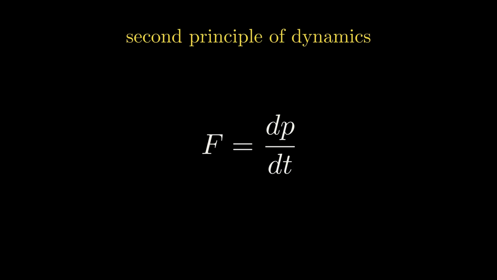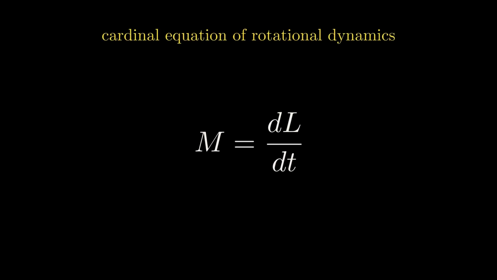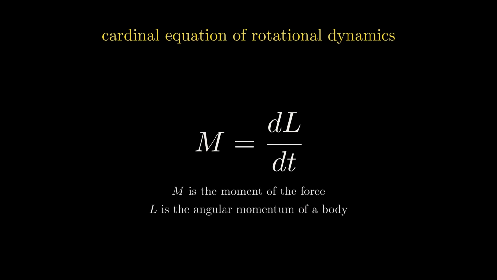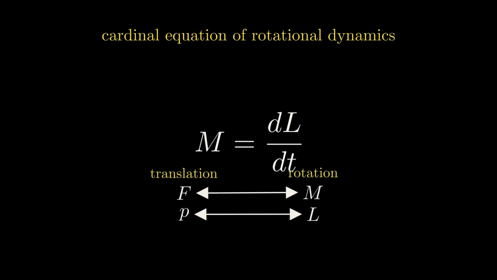This is the most practical and general form of the second equation, and it is also called the Cardinal equation of dynamics. There is also another variant, M equals dL divided by dt. Here, M is the moment of the force, and L is the angular momentum of a body. We can see these two quantities as the counterparts of force and momentum in the study of rotations of bodies instead of translations. Together, these two equations are almost always sufficient to study the entire dynamics of material points or rigid bodies, and, essentially, they only require us to compute two derivatives.